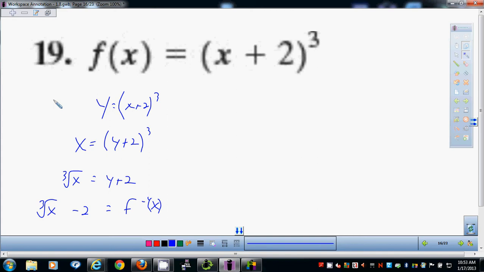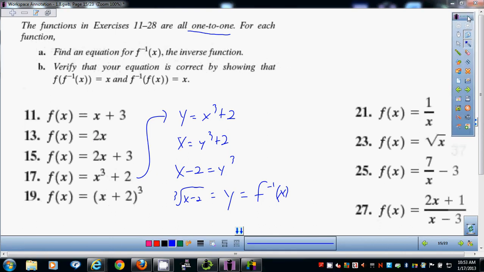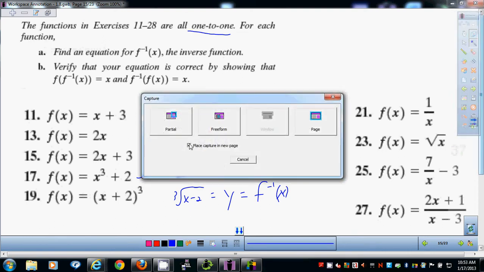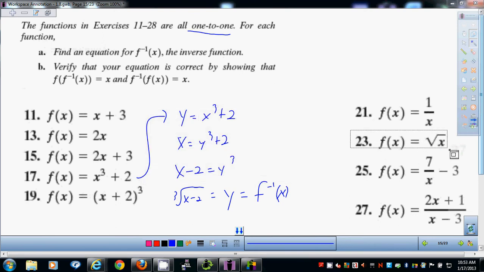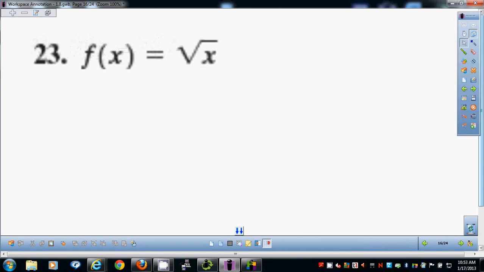I heard 23 and 25. I'll just do both. 23. Oh, that one won't take very long. I'm going to kind of just go ahead and skip the first step. So that's going to be x equals the square root of y. Getting rid of the square root. So x squared is going to be the inverse. 25.